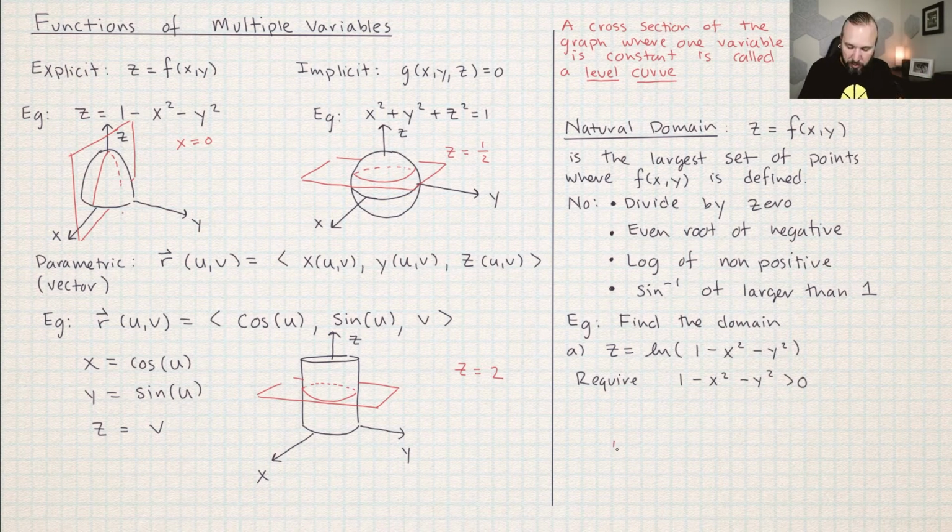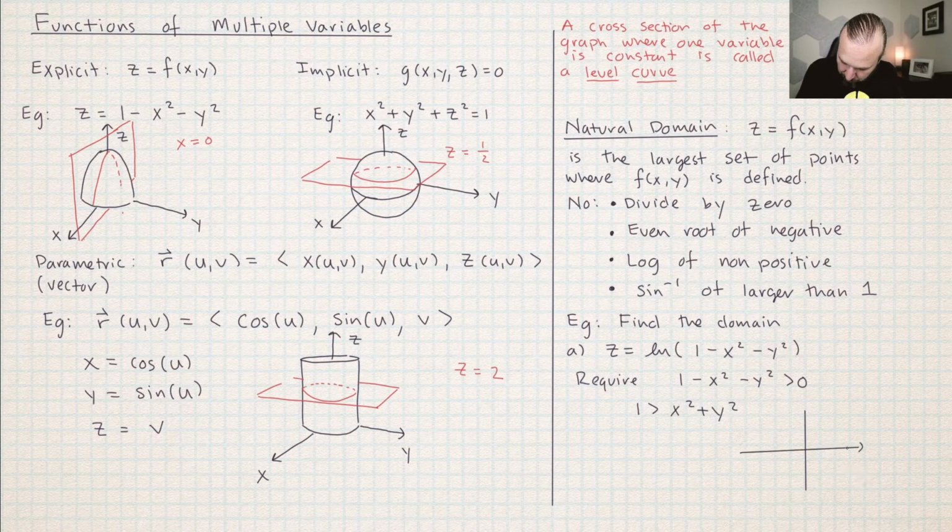Just as a quick example, if I had the square root of 1 minus x squared minus y squared, then this would be greater than or equal to. So be mindful of whether or not you want to include 0, because that affects what kind of inequality symbol you're going to use. So if I just solve this, I get 1 is greater than x squared plus y squared. So this is a circle of radius 1.